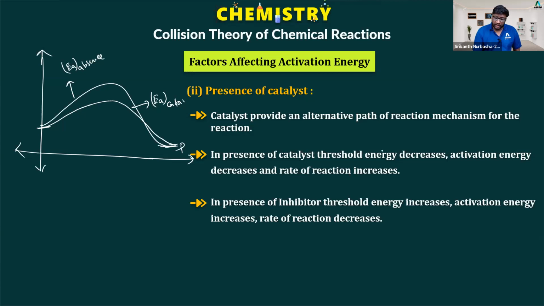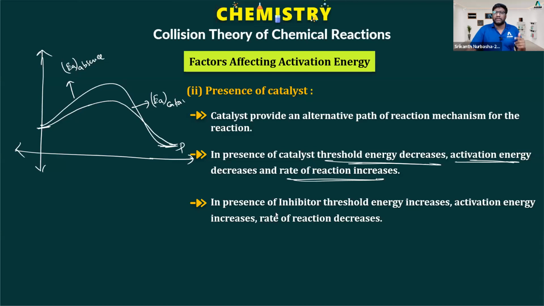In the presence of catalyst, threshold energy decreases, activation energy decreases, and rate of reaction increases. Rate of reaction increases. Why? Because now the reactant molecules require less energy to cross the energy barrier. In the presence of inhibitor is what? Inhibitor is nothing but a negative catalyst. Inhibitor will increase the activation energy, thereby increasing the threshold energy, thereby decreasing the rate of reaction.